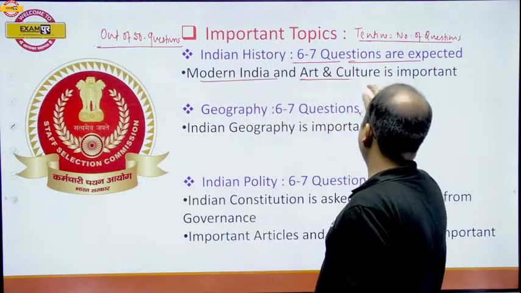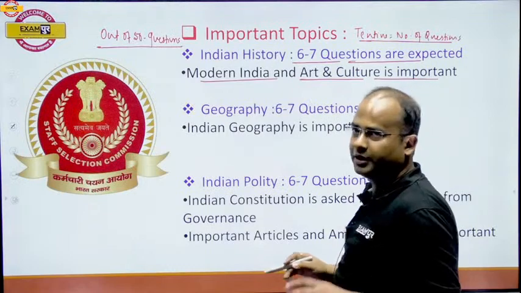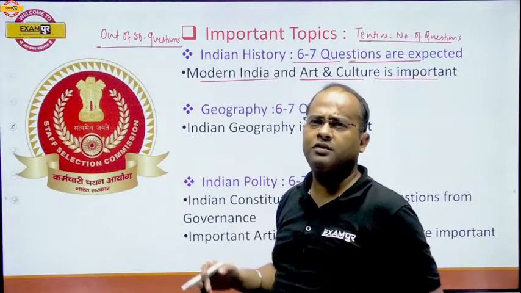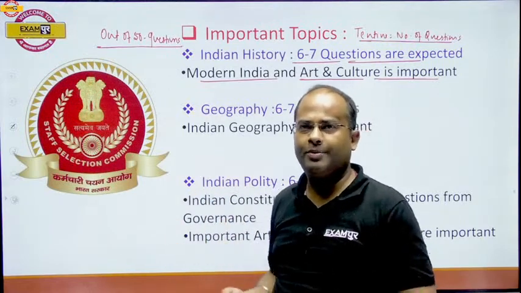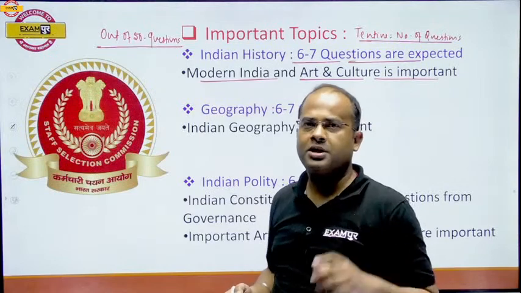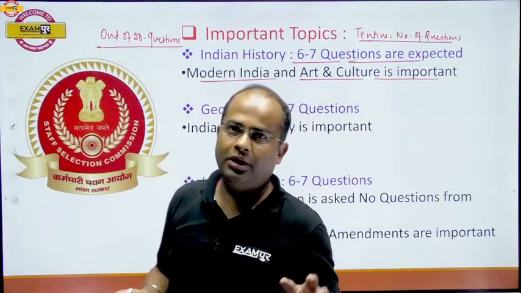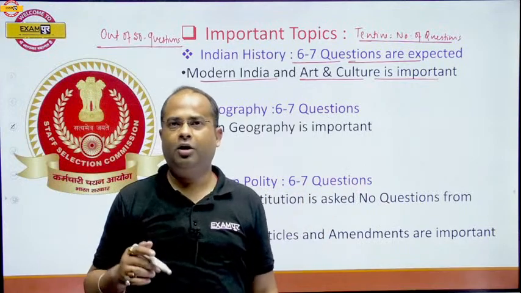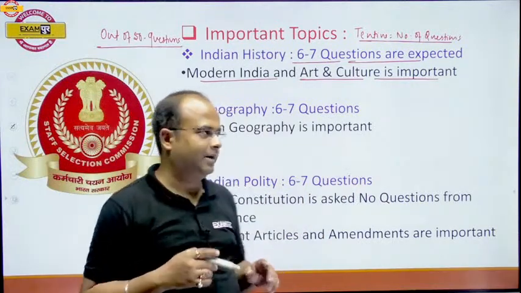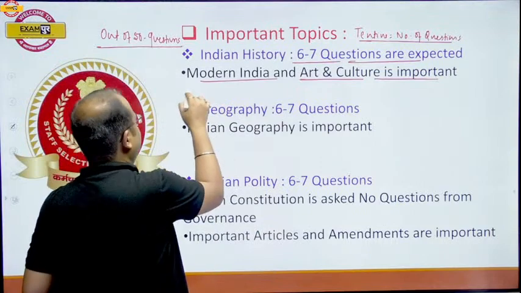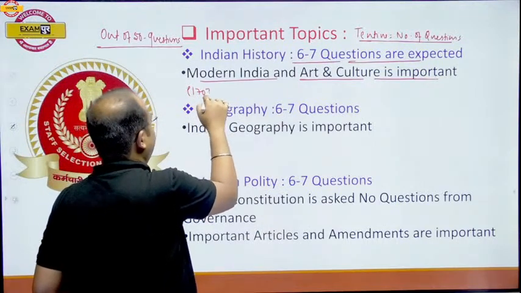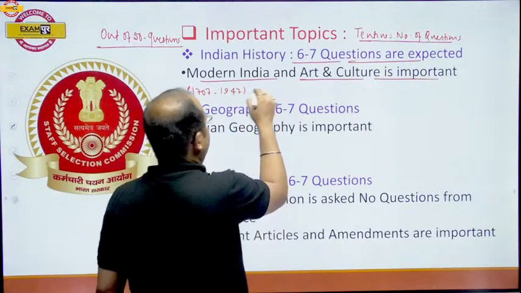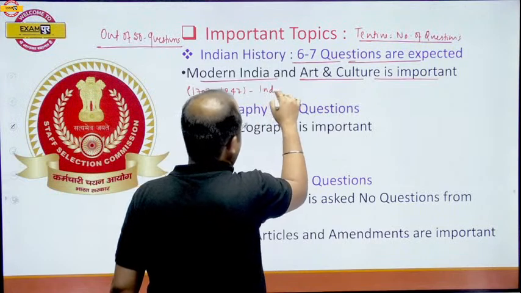That will include art and culture, which is important. Instead of medieval India, they have started asking art and culture related questions. For example, they can ask you about a monument, about books, about any particular type of painting that was done during medieval India, or any type of sculpture that was made. Modern India, the freedom struggle, from 1707 to 1947 is the time period of modern India, and especially the Indian freedom struggle.